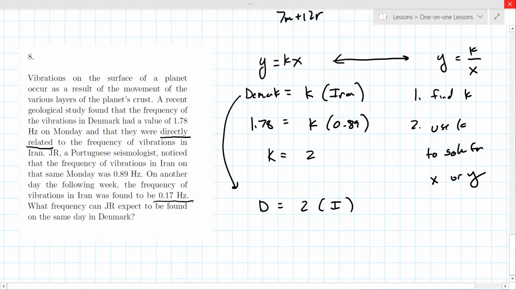You gave me I, because it says in Iran it was expected to be 0.17. It's asking about Denmark. In y equals kx, would that be the x? Yes, exactly. So then you just do that. Does 0.34 work? Absolutely, so it'd be 0.34. Okay, now it's probably good to pull up another one like this.